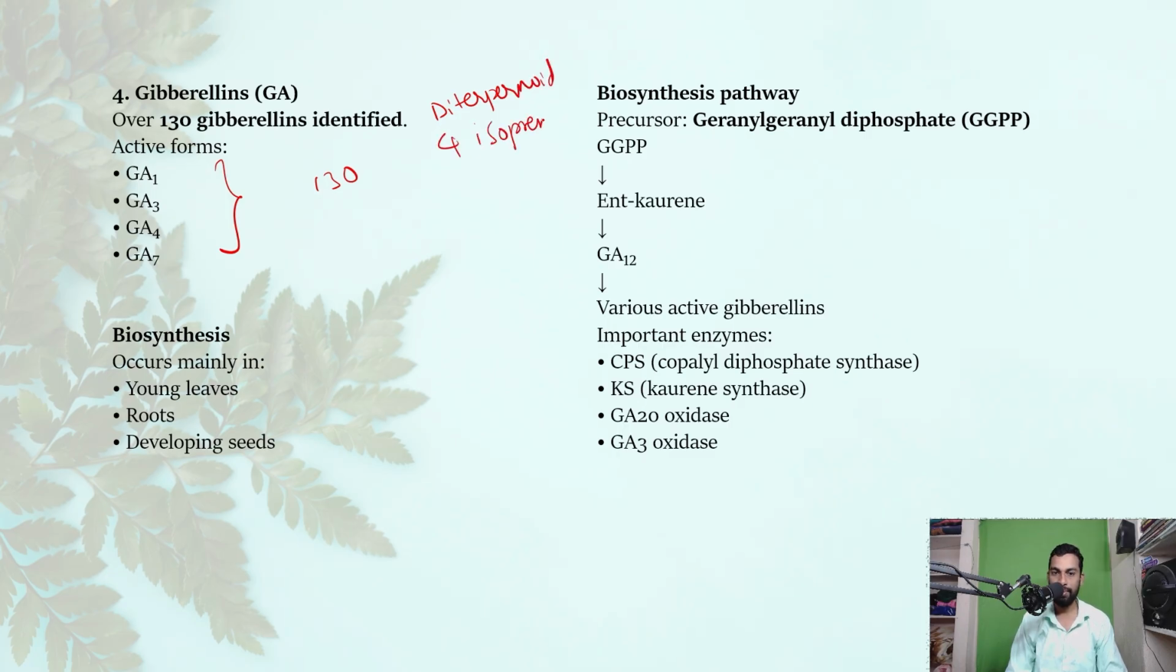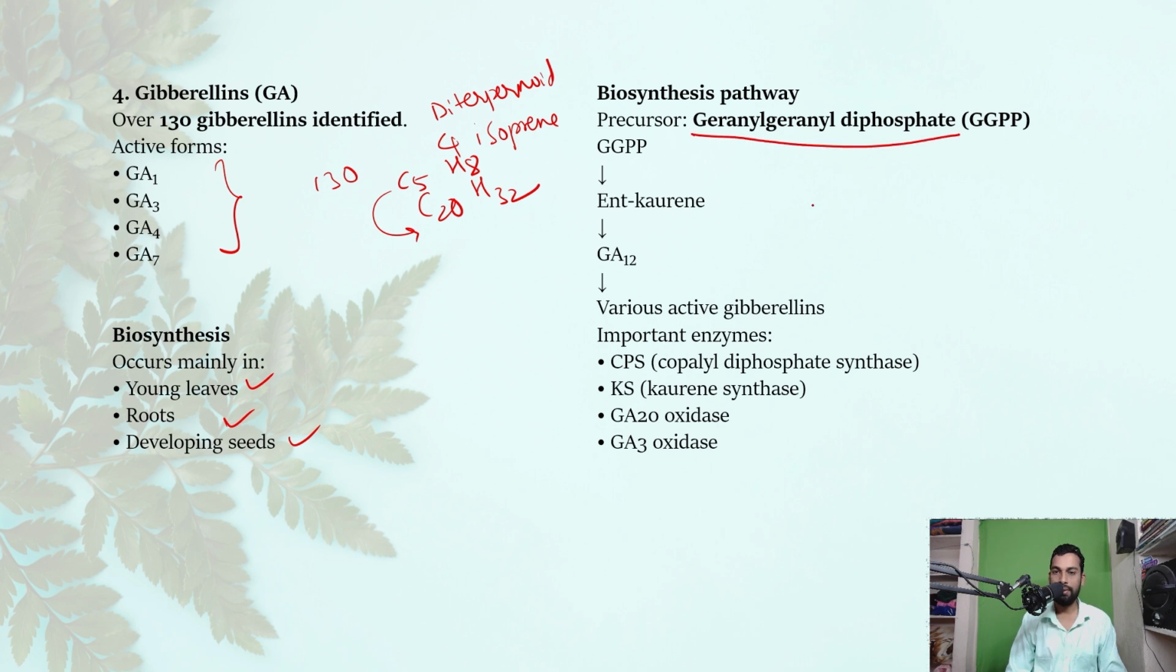So what will it be? We write it as C20H32, right? C20H32 is called a diterpenoid because it has 4 isoprene units, right? They are synthesized in young leaves, roots, and developing seeds.